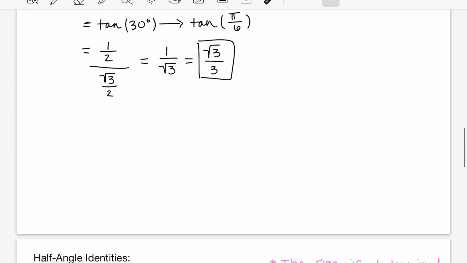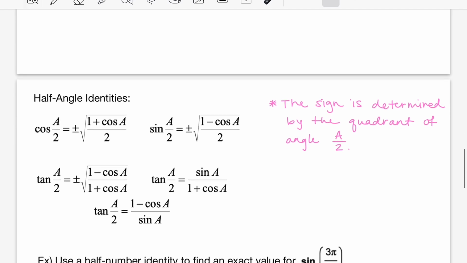Okay, so let's move on to half angle identities. That is given by these here. So if we had an angle A, cosine of half of A is going to be given by plus or minus this here. And the sign is going to be determined by the quadrant of our half angle. And same for this case with sine of our half angle and tangent of our half angle.